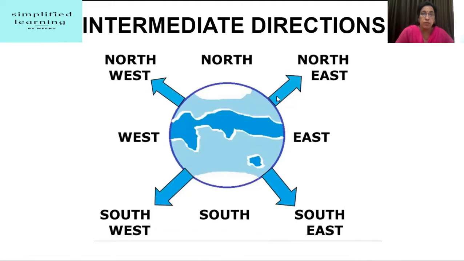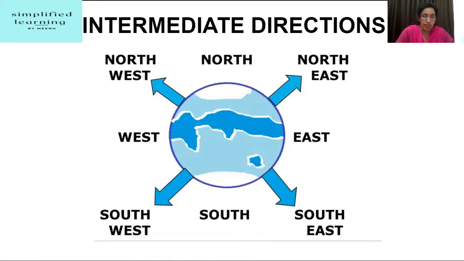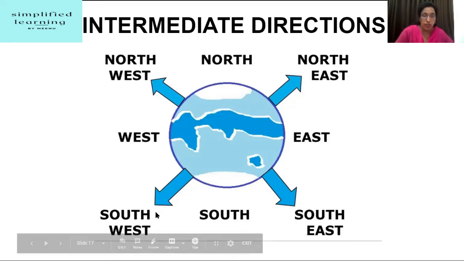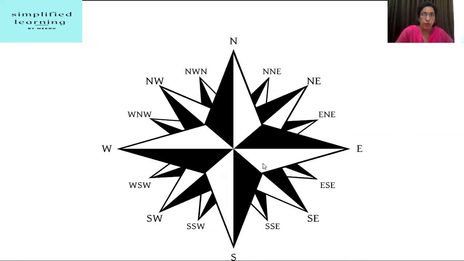But the lines which are in between, for example, between north and east, this direction is in between both. So we call it an intermediate direction, northeast. Similarly, on the other side, we have northwest. Here we have southeast, and here we have southwest. So these directions are mainly used for greater accuracy. So here the four intermediate directions can further be divided into 8 directions, okay, which are shown next. Look here.